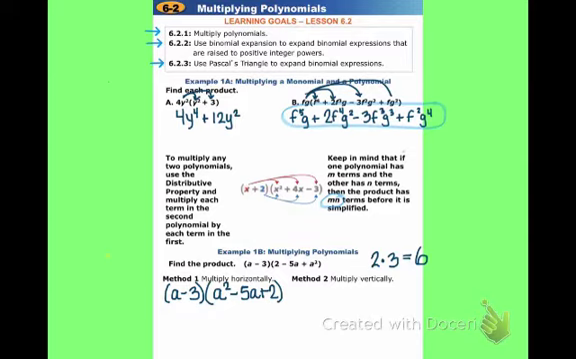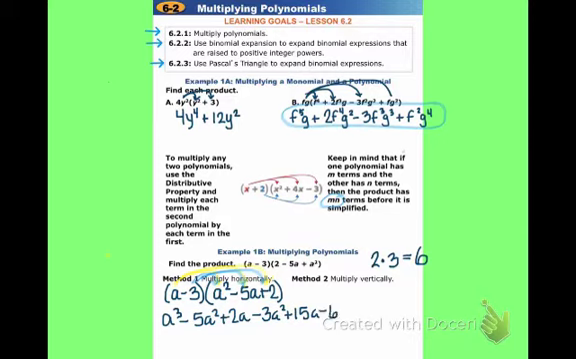When we multiply horizontally, basically we're just going across the normal way, from left to right. So I can multiply the a by the a squared, the a times the minus 5a, and the a times the 2, and that's going to give me a cubed minus 5a squared plus 2a. Then I can move on to the next term, which is the minus 3, and distribute that minus 3 through to each of these pieces. I get minus 3 times a squared, which is minus 3a squared. Minus 3 times minus 5a is positive 15a. And finally minus 3 times positive 2 is minus 6.